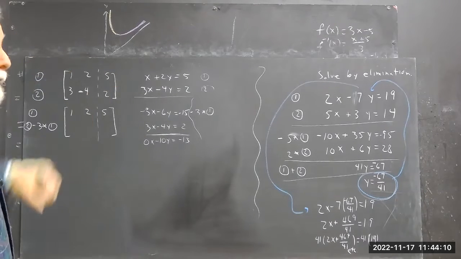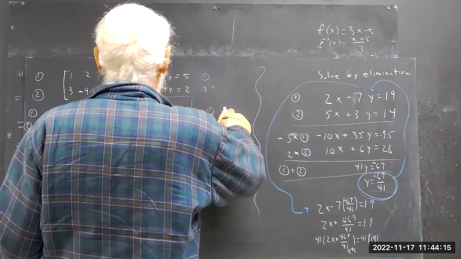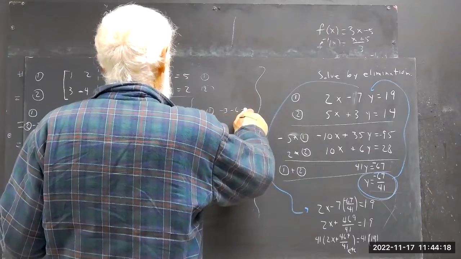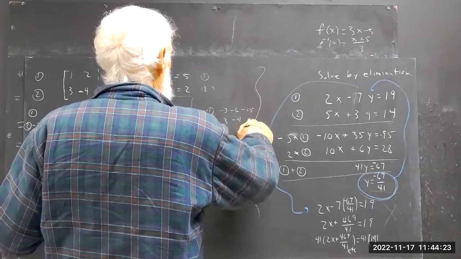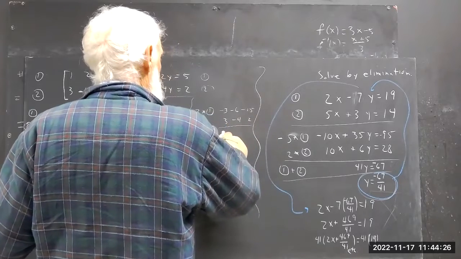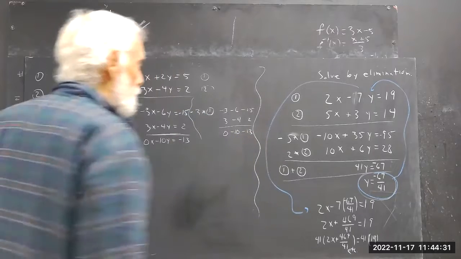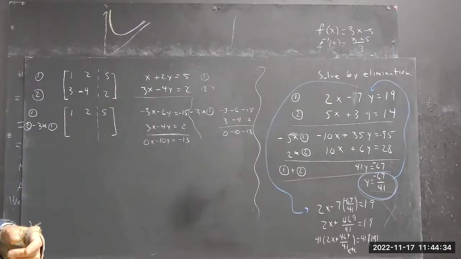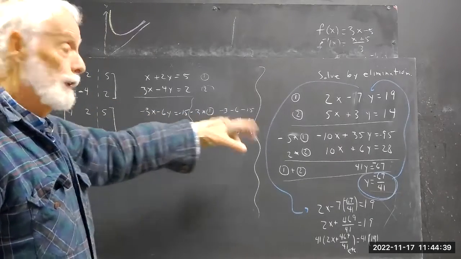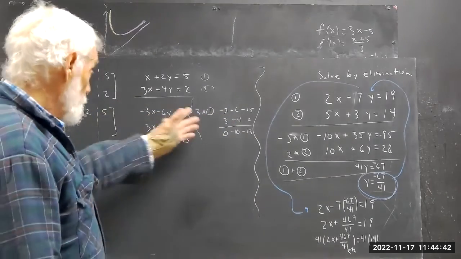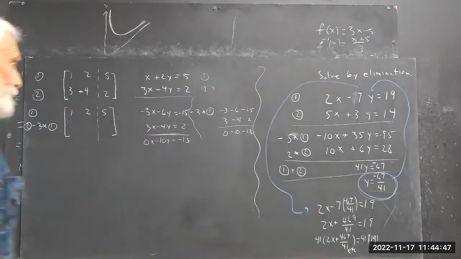I could write out this row. Instead of 1, 2, 5, I could write out negative 3, negative 6, negative 15, and then the second row 3, negative 4, 2, and add those, and I get 0, negative 10, negative 13. Now, this calculation is just the same as this. I've just left out the x's and y's and equal signs and kept things in order. Got to keep my numbers in order so they don't start to mean something if they don't.